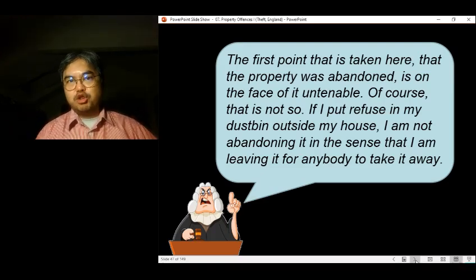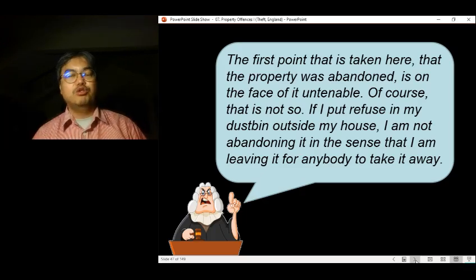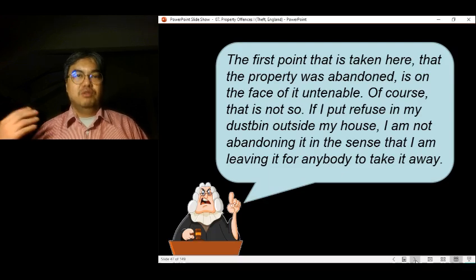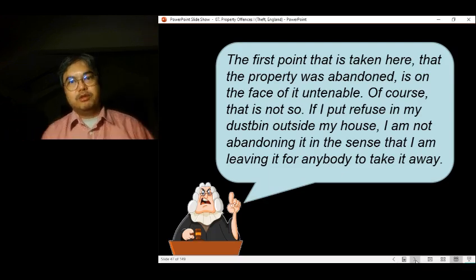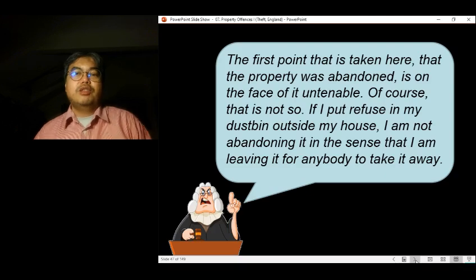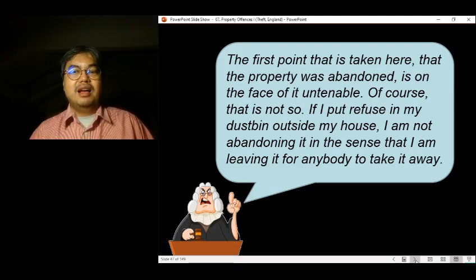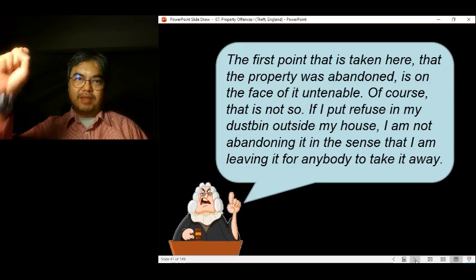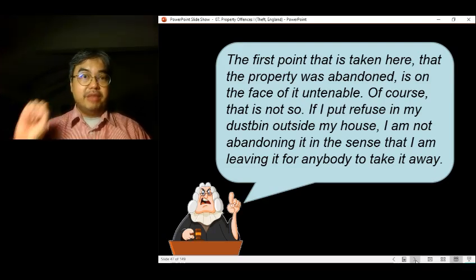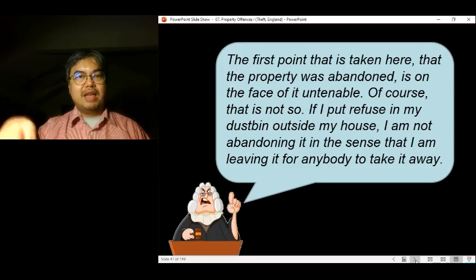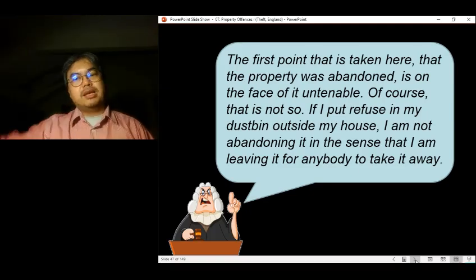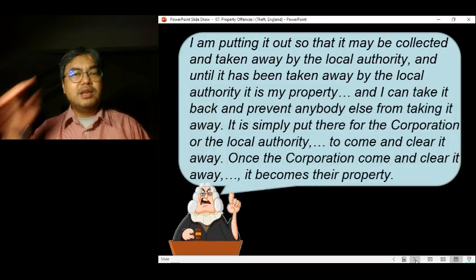We're not talking about throwing it in a public dustbin, where you go to a mall, throw it in the dustbin, or you go on campus and throw it into one of the dustbins there. We're talking about your own dustbin, which is placed outside of your house. So he says that if I put things inside there, I'm not abandoning it. I'm not leaving it there and saying that whoever wants, take it away. Then who is he leaving it for?